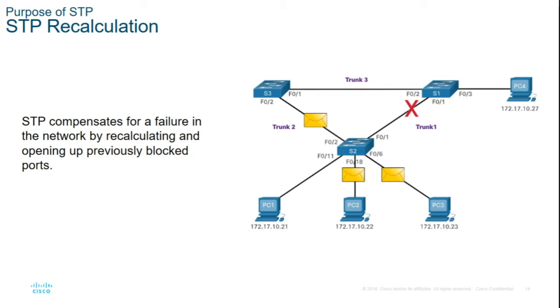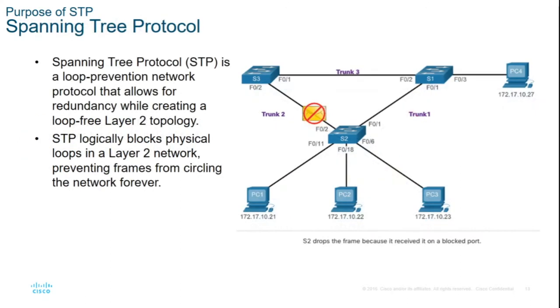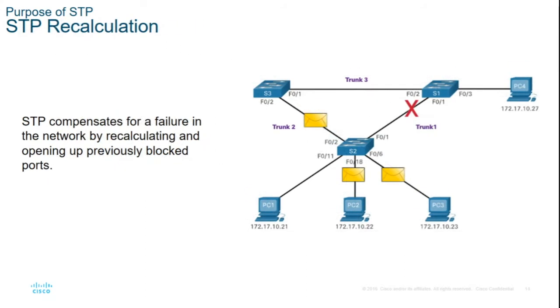STP recalculation. STP compensates for a failure in the network by recalculating and opening up previously blocked ports. In this topology here, trunk 1 fails as indicated by the red X here, and trunk 2, if you remember, is being blocked by STP in our previous example. So, since trunk 1 is no longer working, trunk 2 will be unblocked by STP, causing it to forward frames once again. If trunk 1 is fixed, STP will again block one of the links to prevent loops from forming.